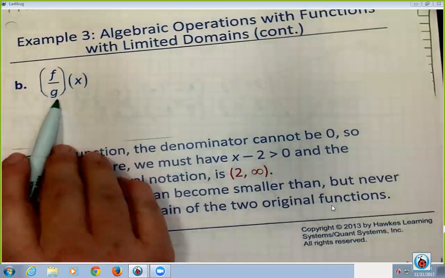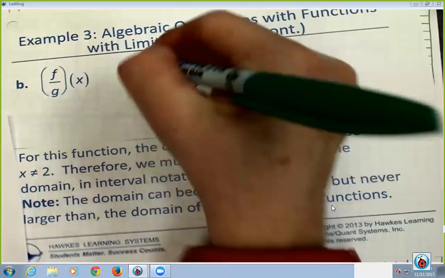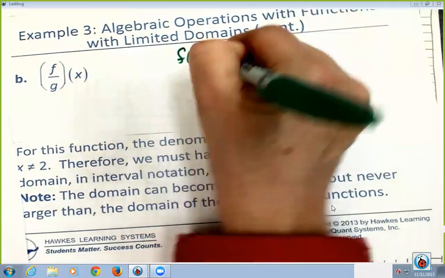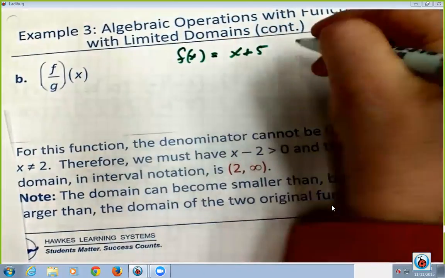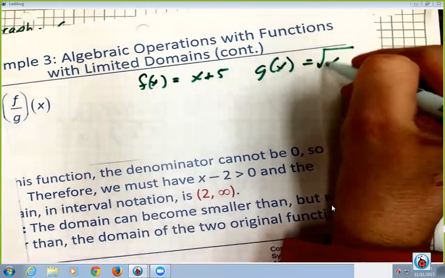This one's f divided by g. And so if we got f divided by g, my f of x was x plus 5. My g of x was the square root of x minus 2.